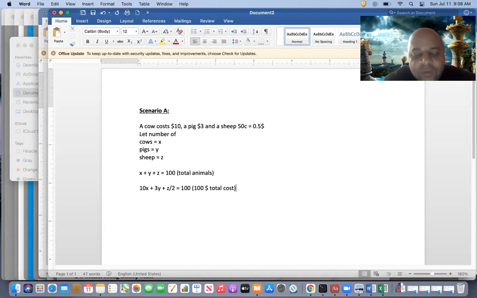Okay. Now using this, we have to solve. Whatever the second equation is, we will multiply it by 2. Why? Because we want to get Z as a whole number, not Z by 2. So if we multiply everything by 2, we get 20X plus 6Y plus Z is equal to 200. You double everything, and this is the equation, right?